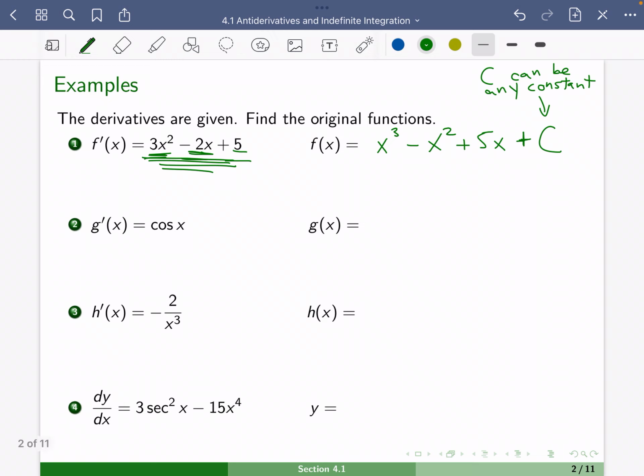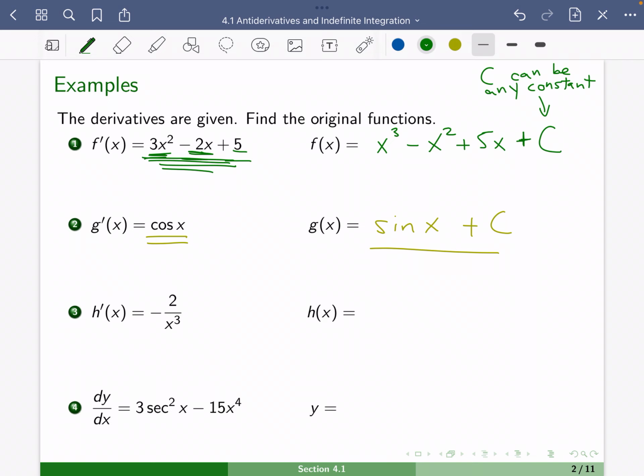All right, let's look at our second example. Here, our derivative is cosine. What function has cosine as a derivative? Well, the derivative of sine is cosine. But again, remember, we could add any constant to that. So sine x plus c. And this, again, is the function that has cosine as a derivative.